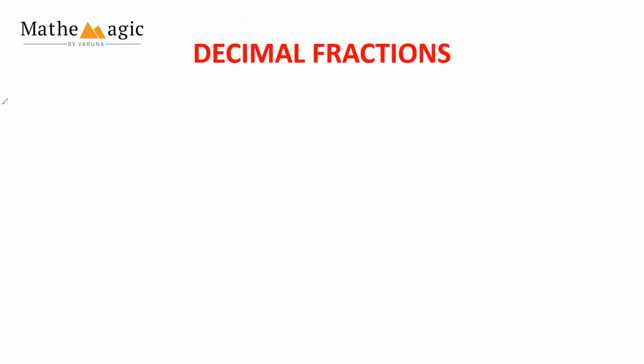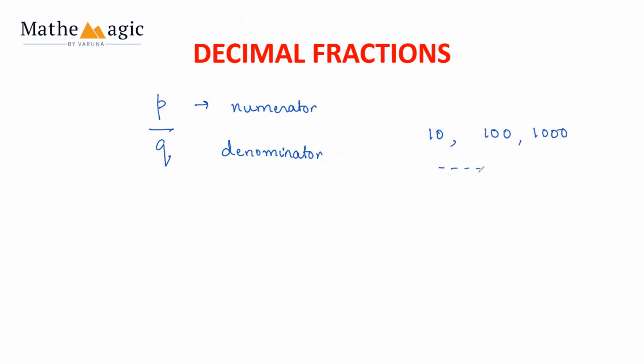What are decimal fractions? So basically, any fraction is a number which is of the type P by Q, where P is called the numerator and Q is the denominator. So any fraction which has denominator as 10, 100, 1000, or maybe it goes on, but it is a multiple of 10, that particular fraction is called a decimal fraction.